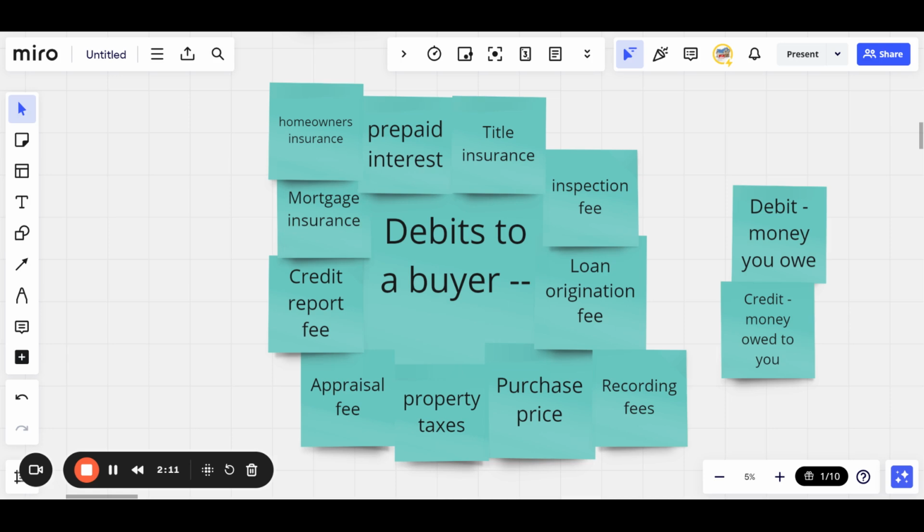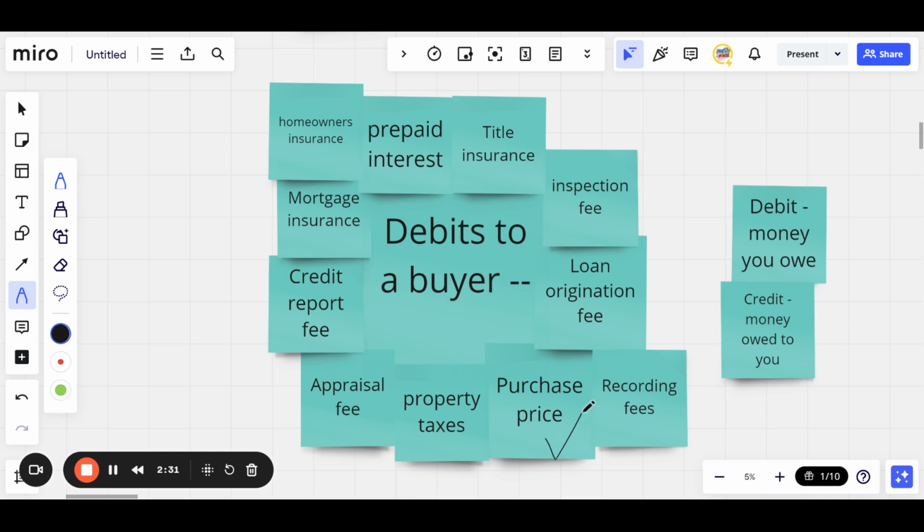So let's get started with debits to the buyer. So these are things that the buyer would owe. So the very first thing, and I'm going to go through and actually mark it off with my pen so that you know that I've already spoken about that if you're watching the video. So the first thing is the purchase price.